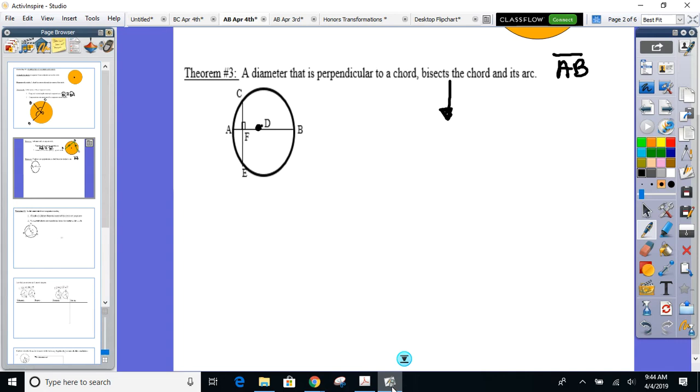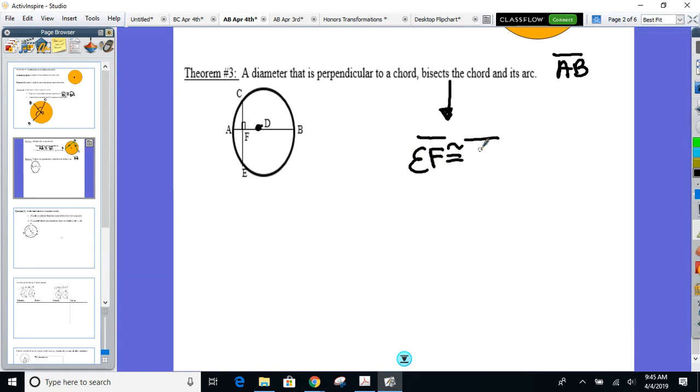Where's the chord? Name the chord there, Thomas. It's getting bisected. Cut in half. Cut into two equal pieces. What two segments are equal? There we go. That's all I needed. All right? EF is congruent to CF.